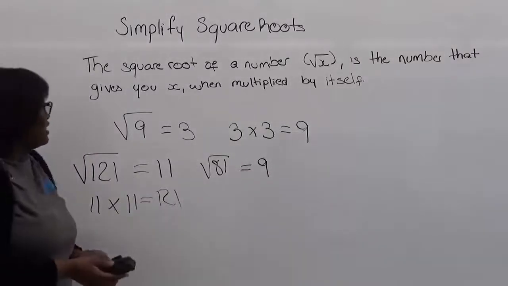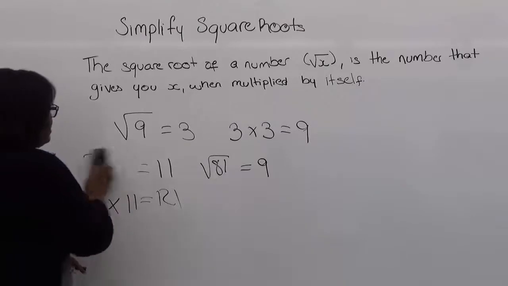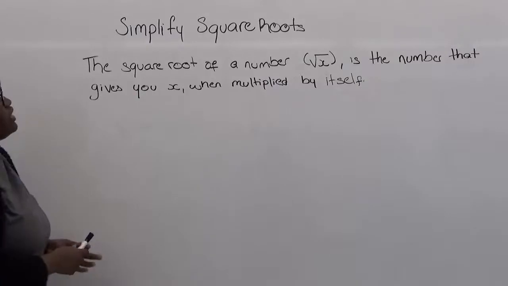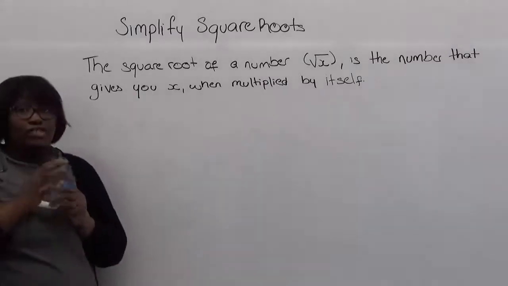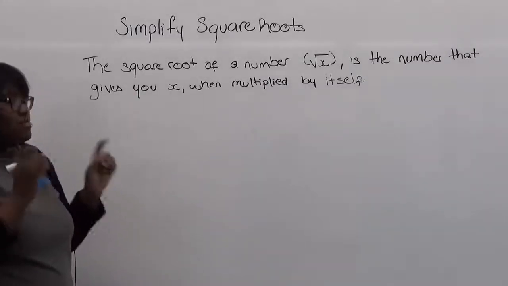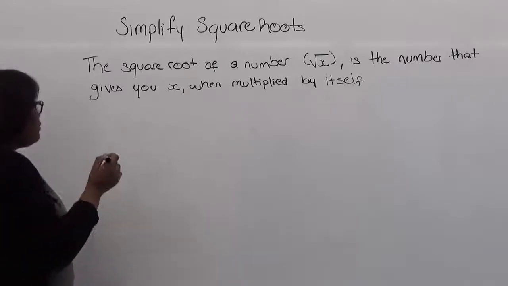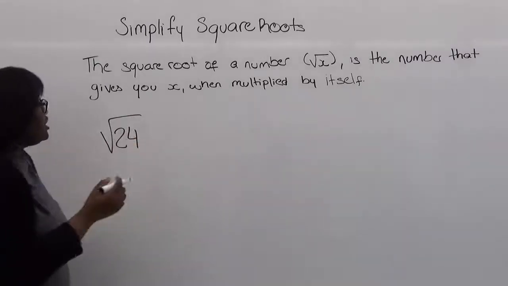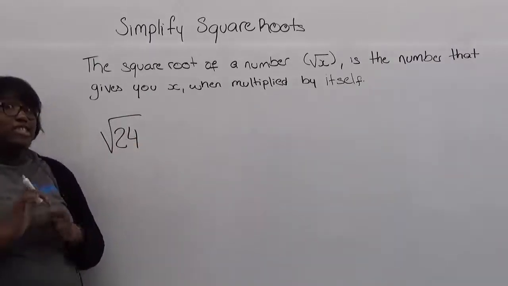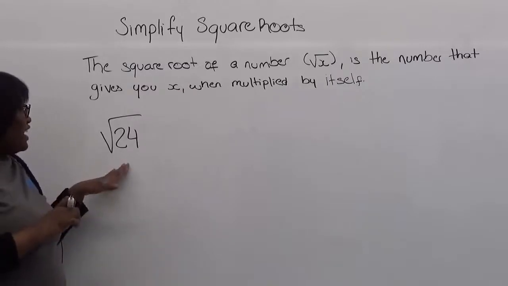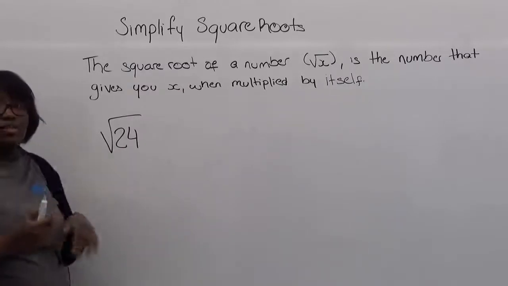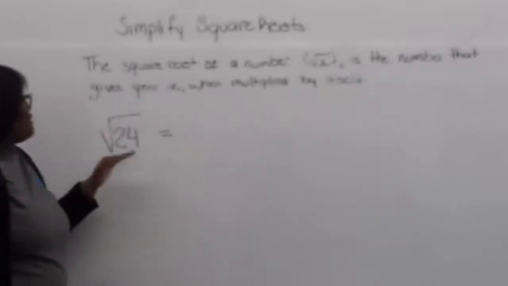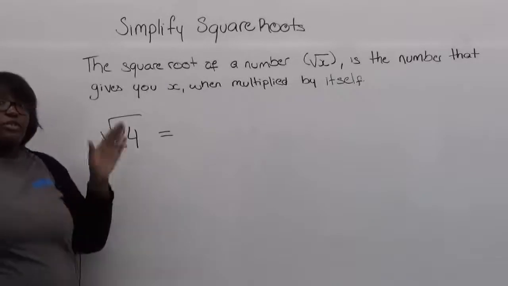Now when we take the square root of certain numbers, we may not have a perfect square within it, under the square root. So if we have the square root of 24, 24 is not a perfect square. You would have to find a factor of 24 that is a perfect square and then rewrite that expression. So for instance, a factor of 24 that is a perfect square would be 4.